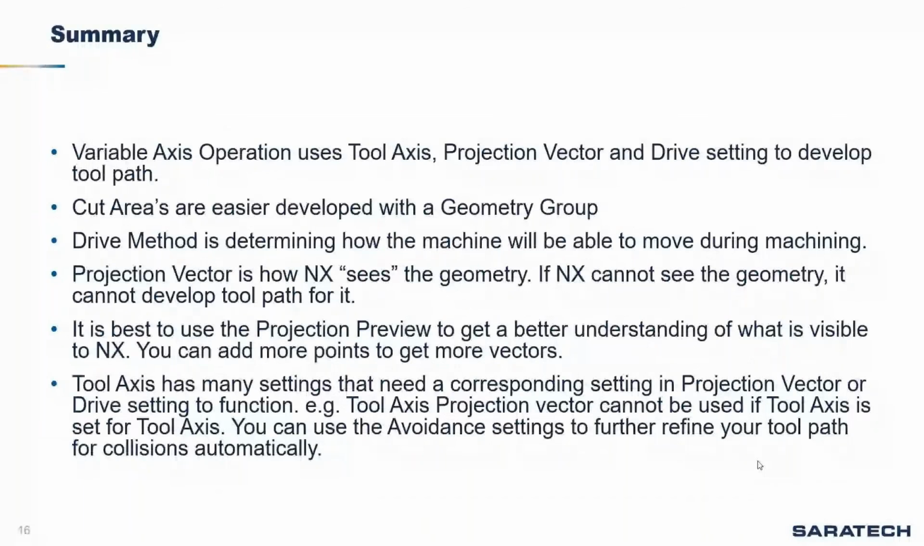Okay, so in summary, variable axis operation uses tool axis, projection vector, and drive settings to develop the toolpath. Your cut area is more easily developed in a geometry group and not in the operation itself. Drive method is determining how the machine will be able to move during the machining. Projection vector is how NX sees the geometry. If NX cannot see it, it cannot develop it.